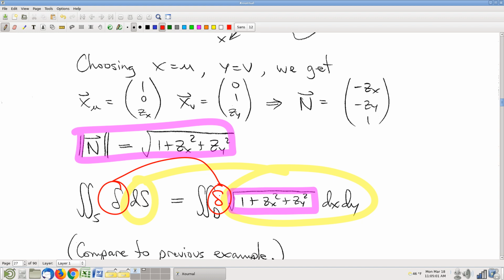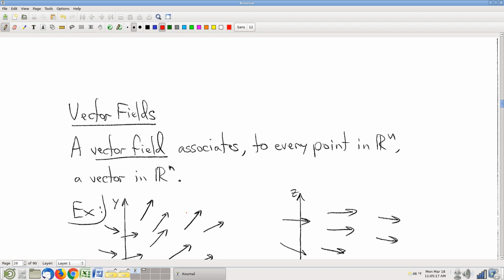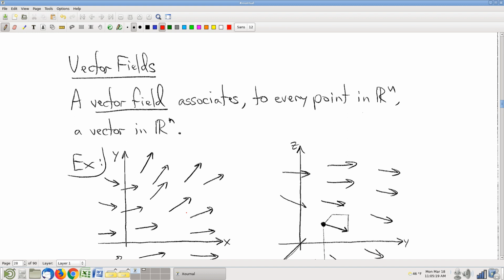So again, nice special case to keep in mind. Definitely want to memorize it. Do not rely though on this formula. Okay. Alrighty. So we're going to move on now to Chapter 15.